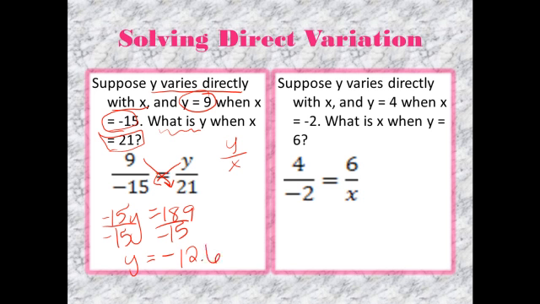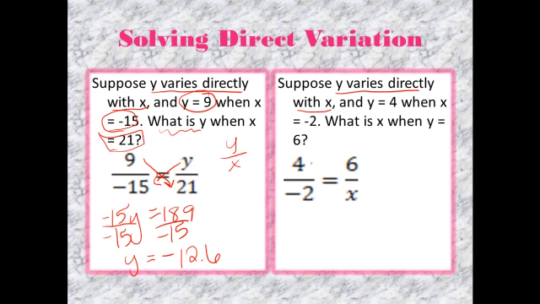Another example. Once again, suppose y varies directly with x. Y equals 4 when x equals negative 2. Same thing. We do y divided by x, so 4 divided by negative 2. We set it equal to the relationship we want to find. What is x when y equals 6? This time, 6 goes on top and x goes on bottom, since we are looking for x.